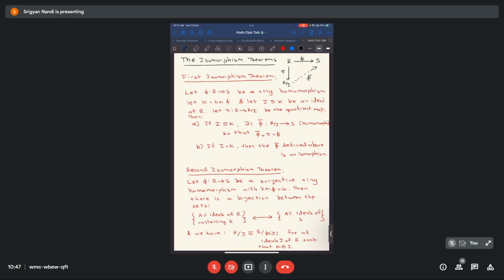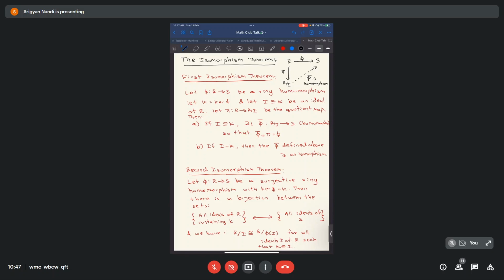So it says that there exists a unique phi bar from R by I to S, such that phi bar composite pi is equal to phi. So it guarantees the existence, and it states that this will be a homomorphism. And this is for the general case where I is any ideal contained in K.